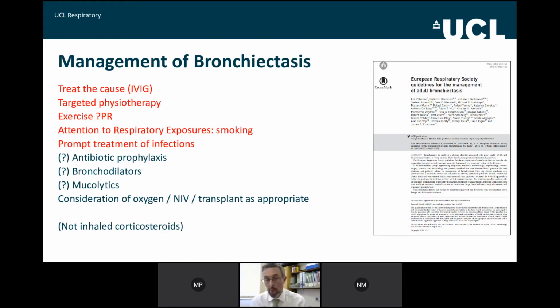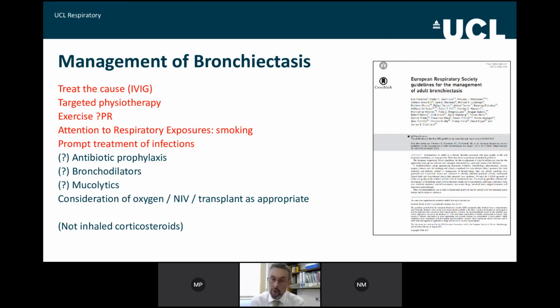And if you have access to those programs for your people with bronchiectasis, then they are strongly recommended as evidence-based interventions. When you think about respiratory exposures, hopefully none of our patients are smoking, but supporting them in a quit attempt is important if they do. And we need to think about prompt treatment of infections. So supporting people to manage infections very quickly when they come on is one way of minimizing the damage.